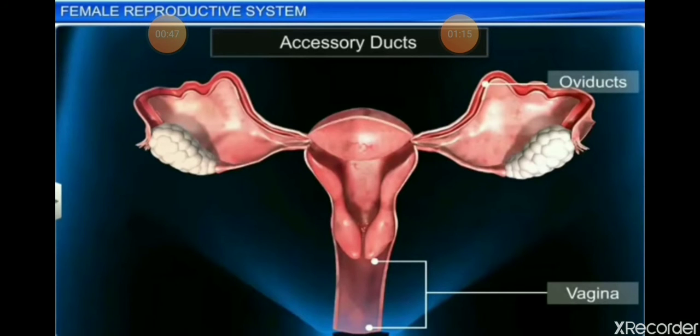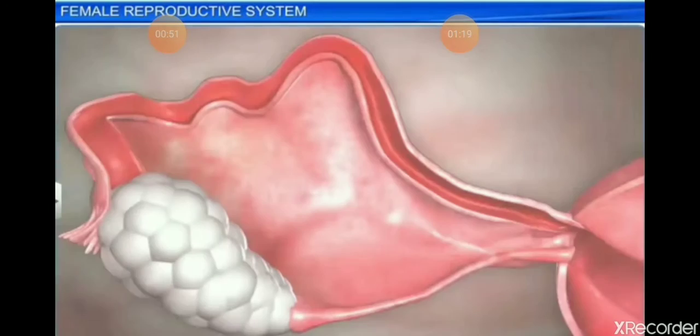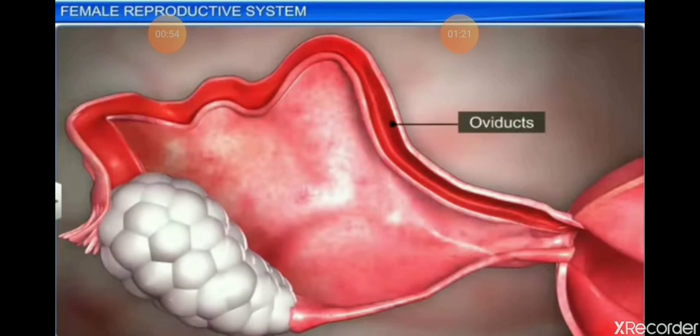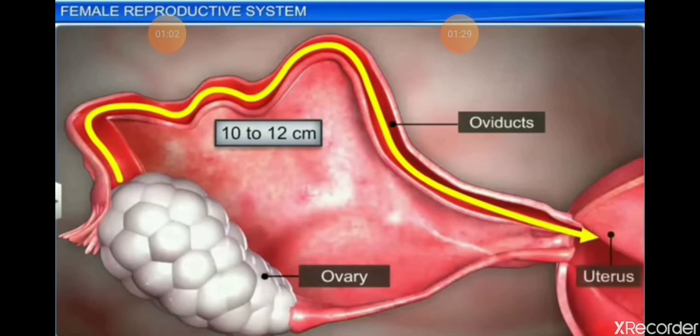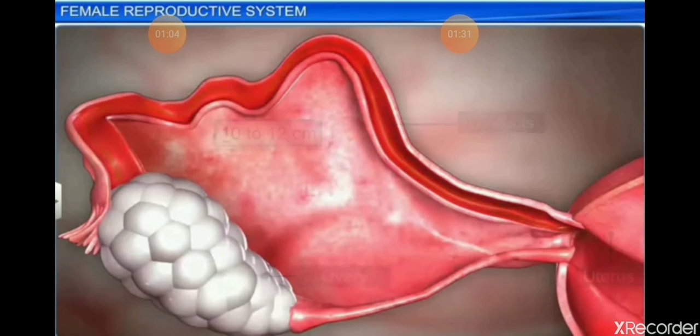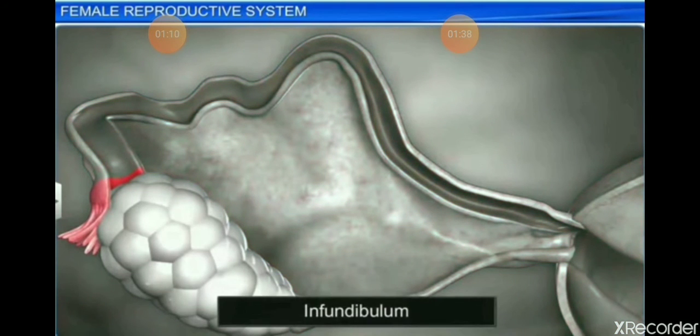So accessory ducts include the vagina, the oviducts, and the uterus. First, about the oviduct. The initial part, see the arrow mark, represents the fallopian tube getting connected to the uterus. From the ovary, the part closer to the ovary is the infundibulum, which has finger-like projections.